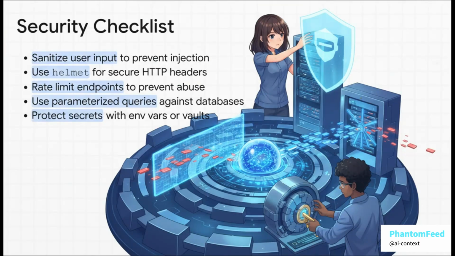Security is completely non-negotiable. This means you have to sanitize all user input to prevent things like SQL injection. You should use libraries like Helmet to set secure HTTP headers. You need to rate limit your API endpoints to stop abuse. And most importantly, you must never, ever, ever commit secrets like API keys directly into your code repository.